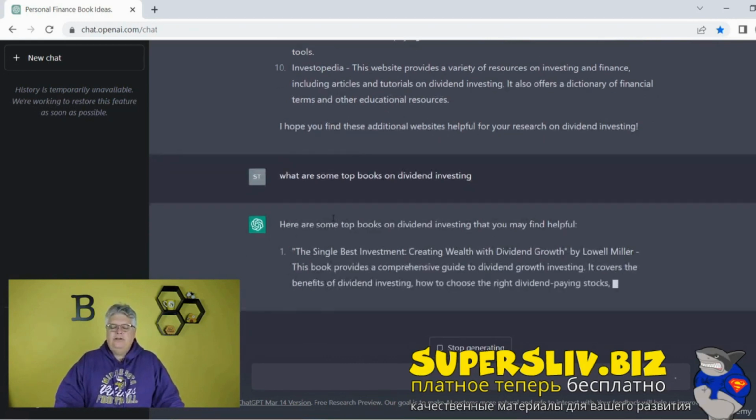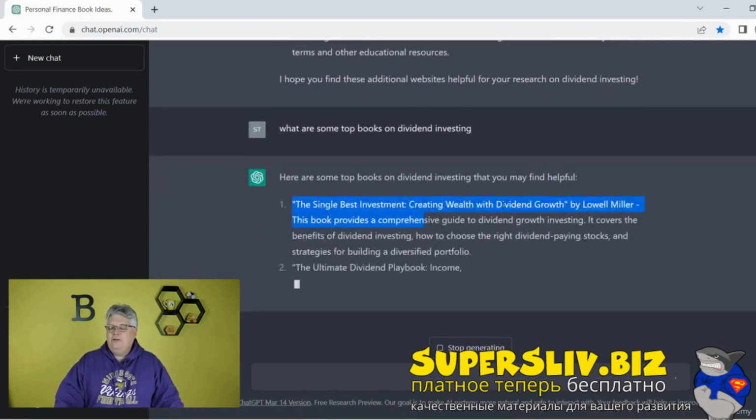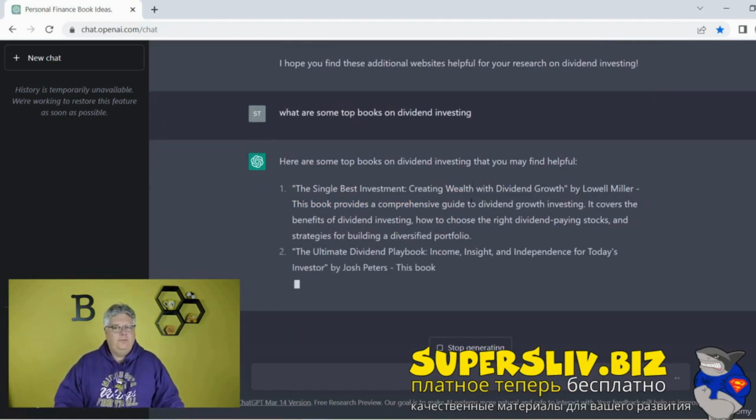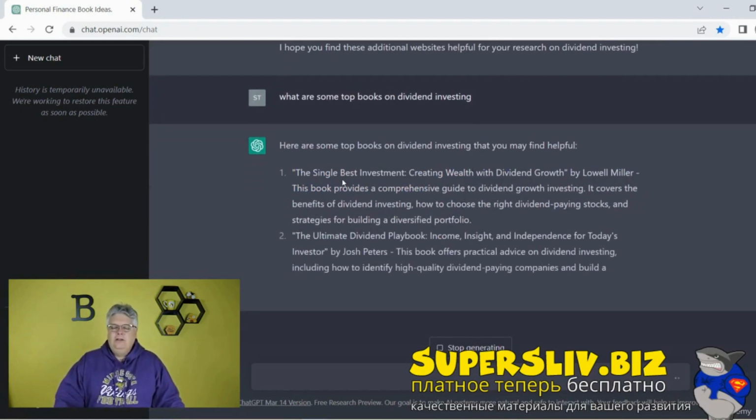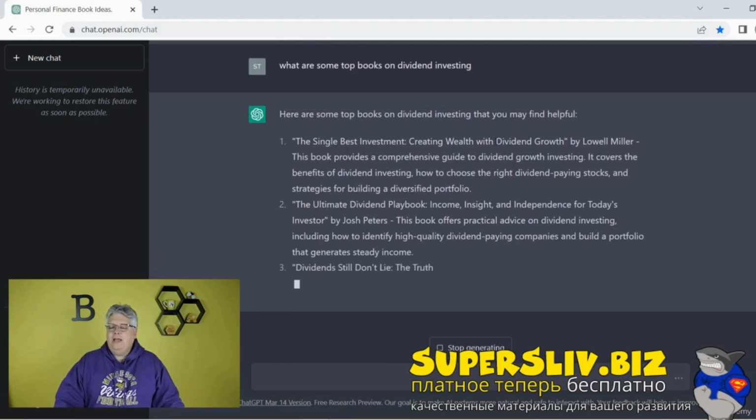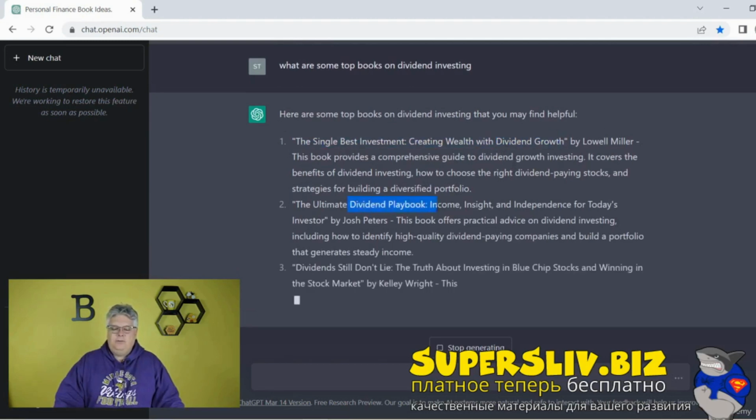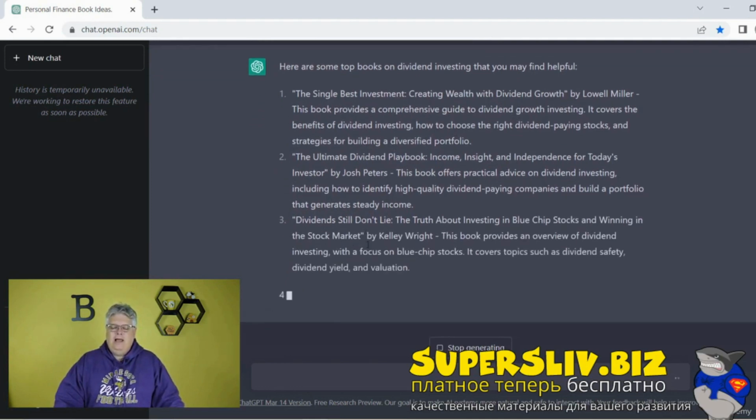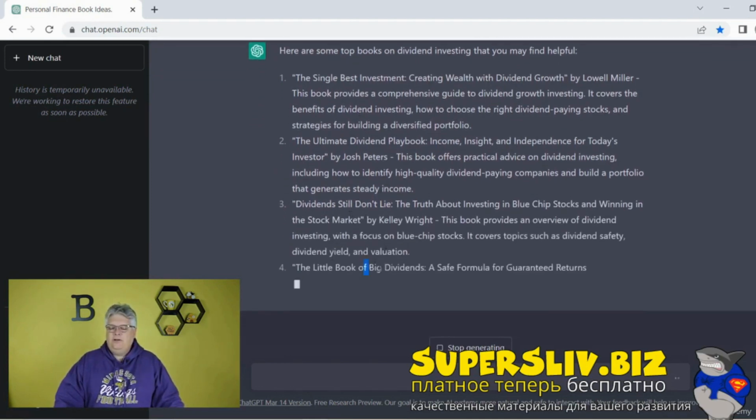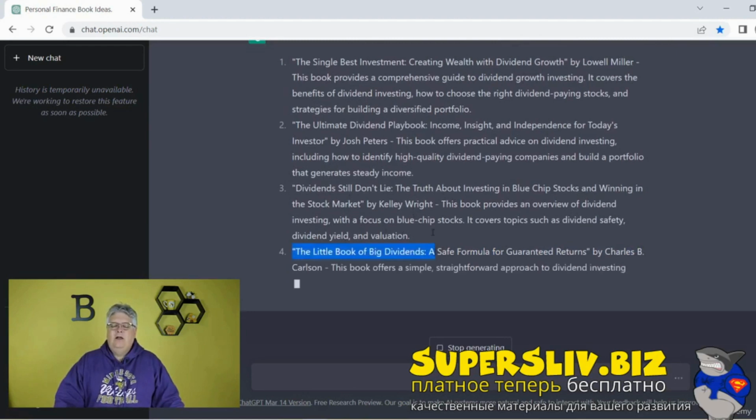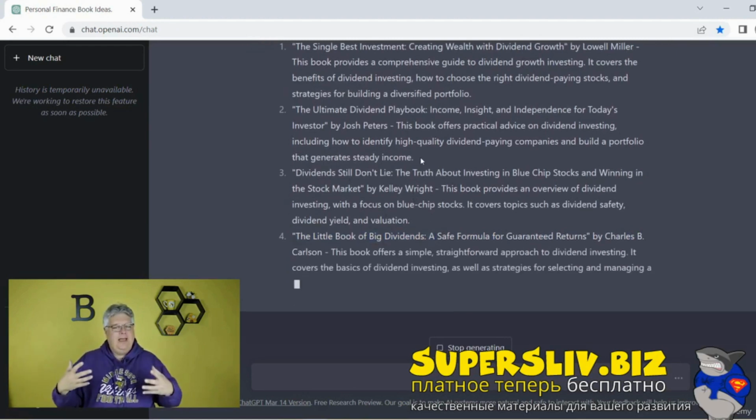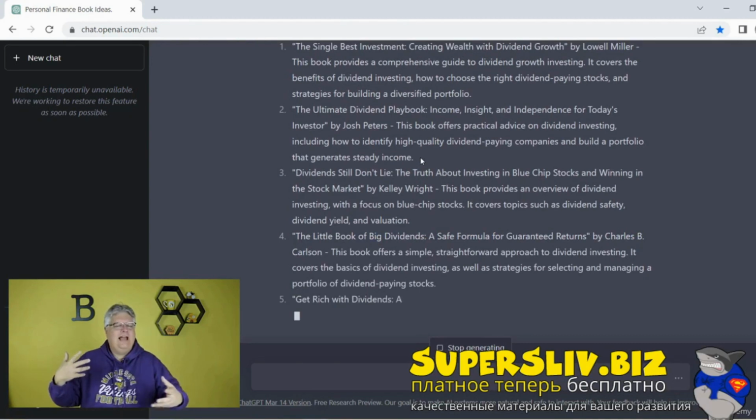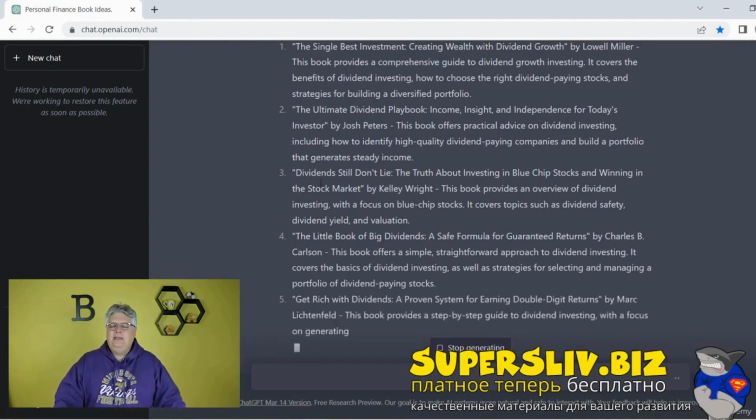But here, you'll start giving ideas of books around things like dividends. And ChatGPT is not perfect, by the way. It does make errors and stuff, so you want to double check stuff. Like this should all be books that have dividend in them, like Dividend Growth, Dividend Playbook, Dividends Still Don't Lie, whatever it might be. And it gives you a little description of The Little Book of Big Dividends, all that kind of stuff. If it was giving me back stuff like around growth stocks or different types of stocks or value stocks, that might not be what I was looking for. So you might need to be looking at your prompt or just get more detailed on that.